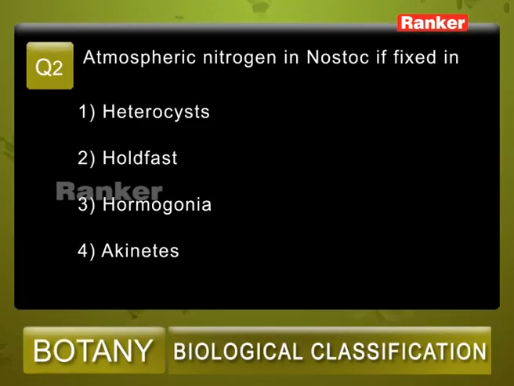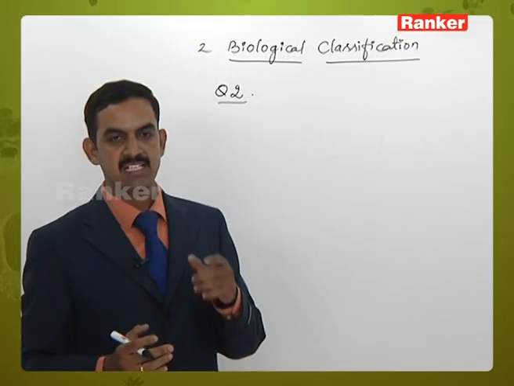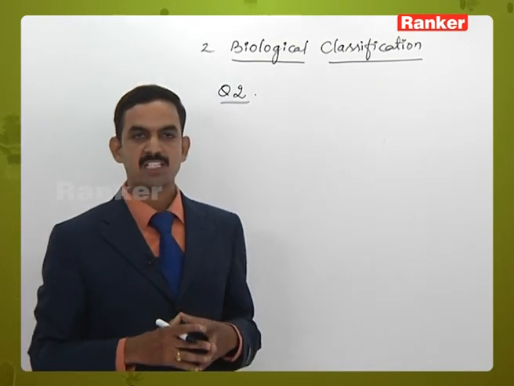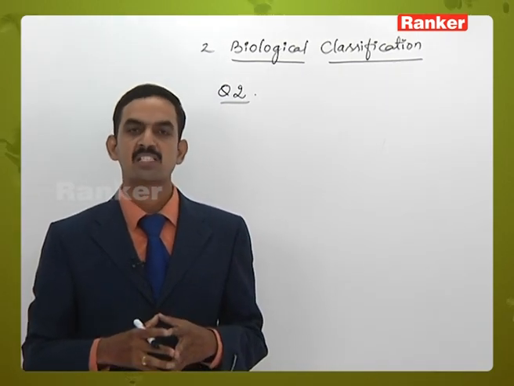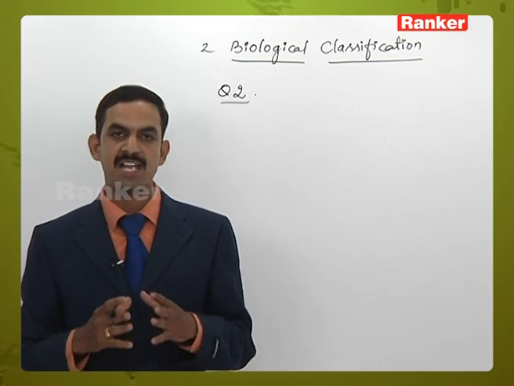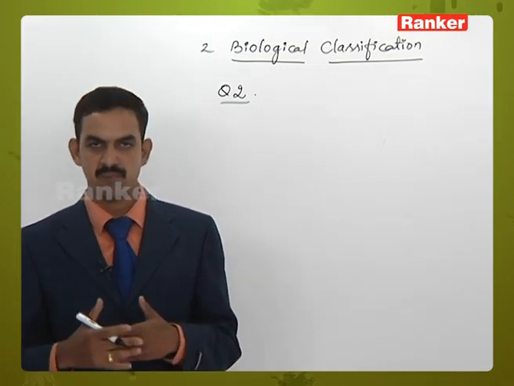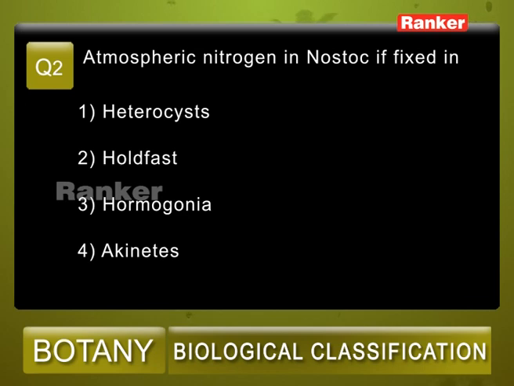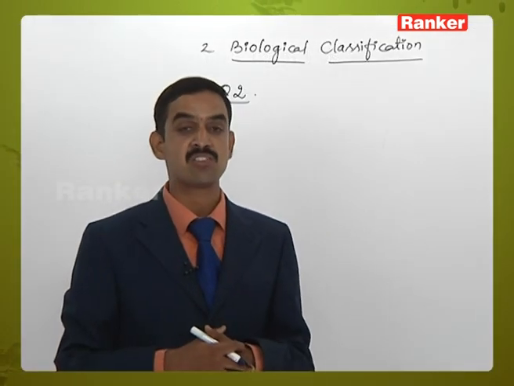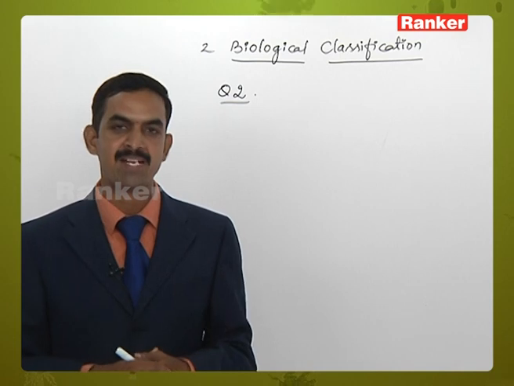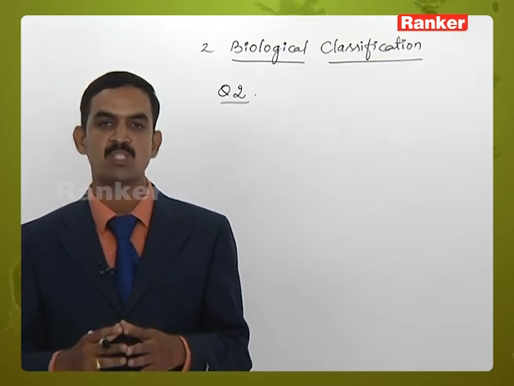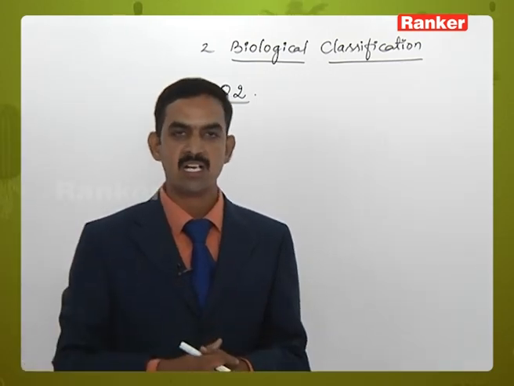Question number 2, atmospheric nitrogen in nostoc is fixed in. There are 4 options. 1, heterocysts, 2, holdfast, 3, hormogonia, 4, akinetes. In the given options, heterocysts are the specialized cells present in cyanobacteria. These are the specialized cells concerned with nitrogen fixation. Whereas the second option, holdfast, is a specialized cell of algae which helps in attachment, or we can call it the attachment organ of the alga group.